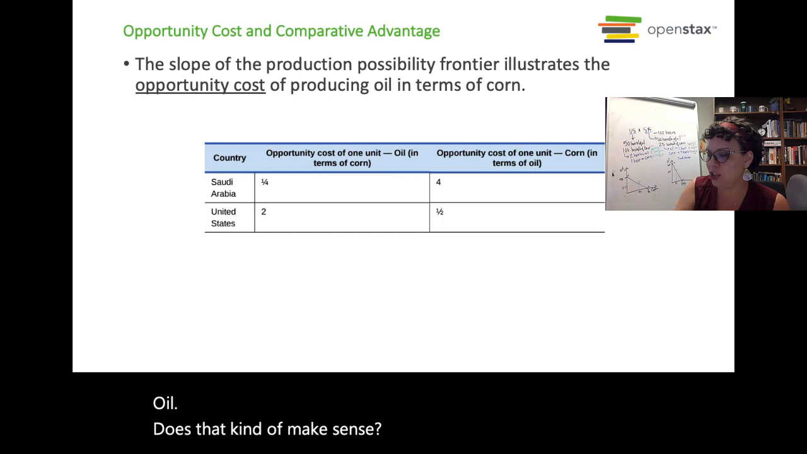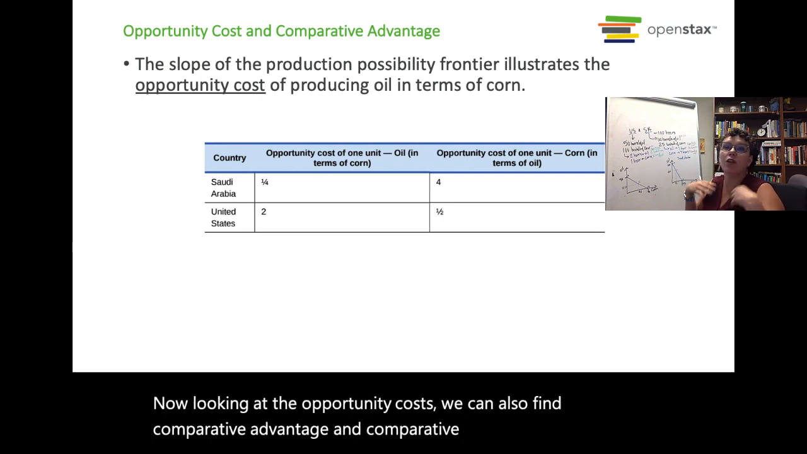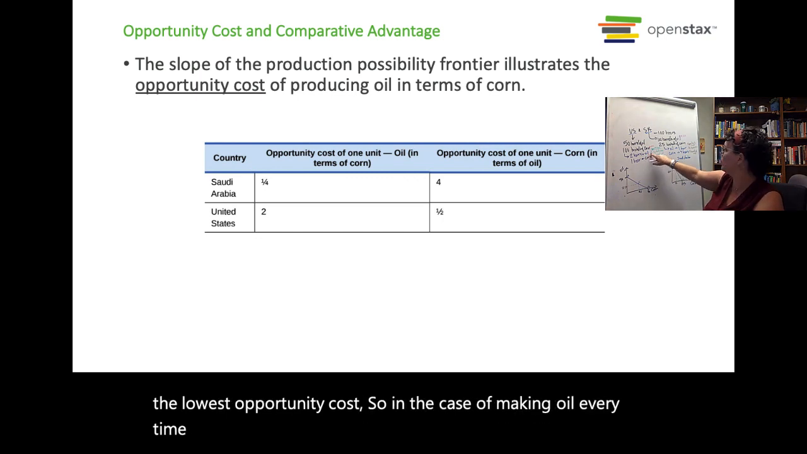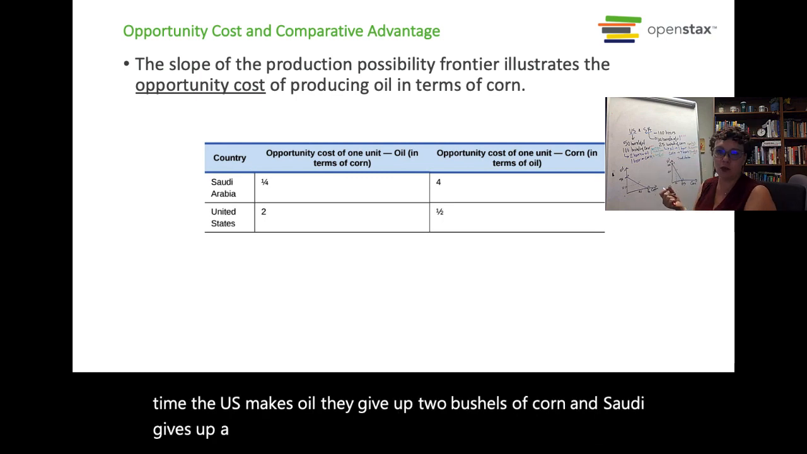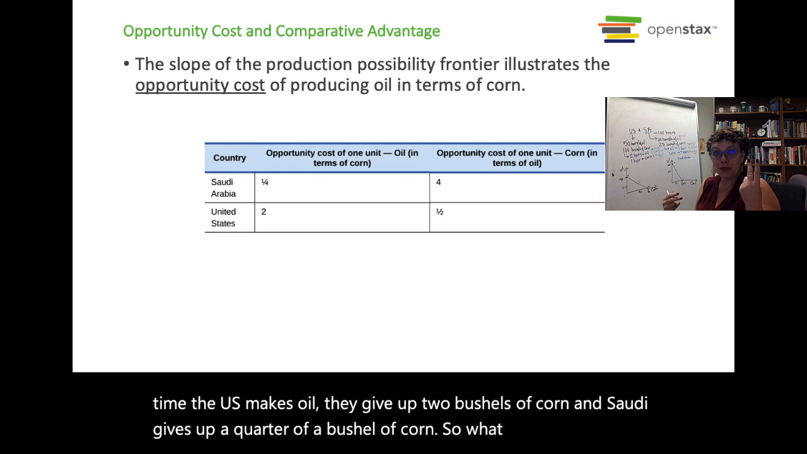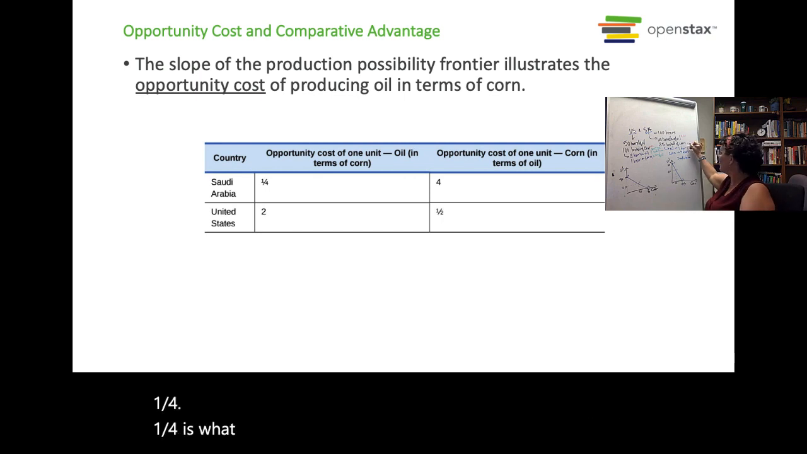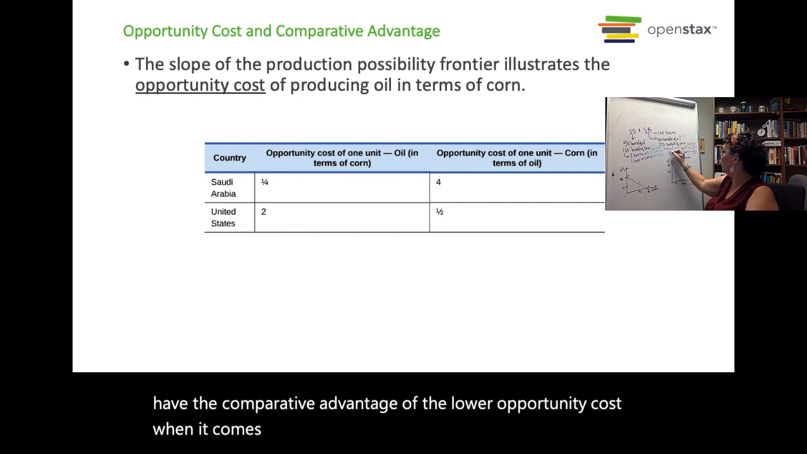Now, looking at the opportunity costs, we can also find comparative advantage. And comparative advantage comes from the lowest opportunity cost. So in the case of making oil, every time the U.S. makes oil, they give up 2 bushels of corn, and Saudi gives up 1/4 of a bushel of corn. So which is smaller, 2 or 1/4? 1/4 is way smaller. That's a comparative advantage, right? Saudi Arabia has the comparative advantage of the lower opportunity cost when it comes to producing oil.